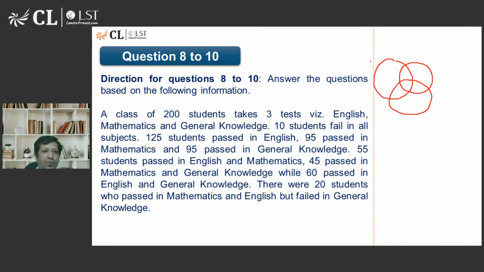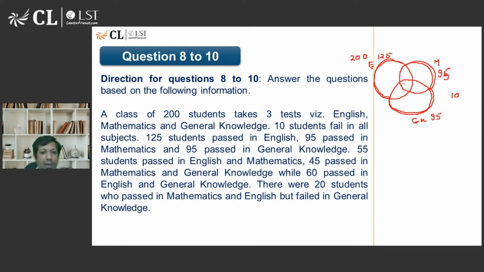Okay. So we have English, we have maths, and we have GK. Total number of people are 200, and 10 failed in all 3. So basically, the summation of all 3 Venn diagram regions should be equal to 190. 125 passed in English, so English is 125. 95 passed in maths, so 95. 95 passed in GK, so 95. Okay, so this is what we have.